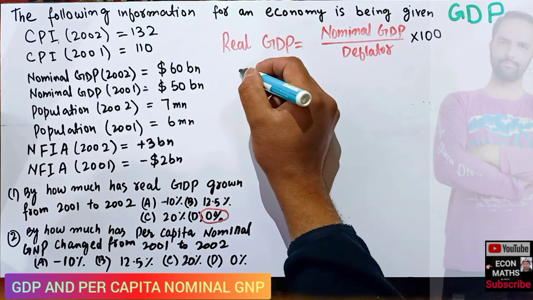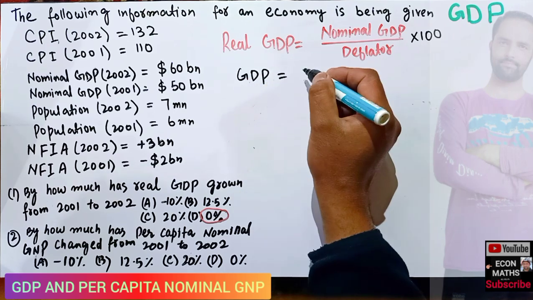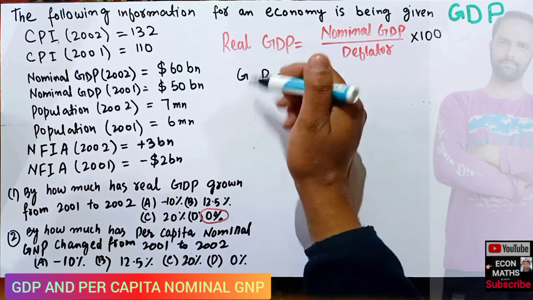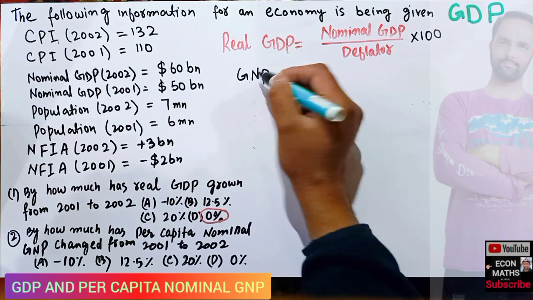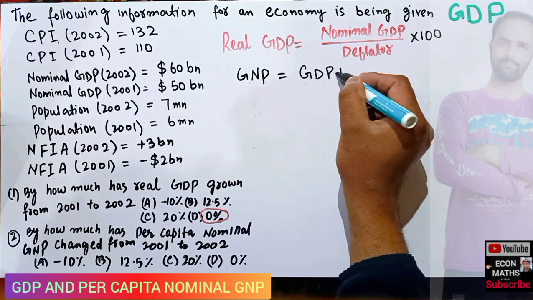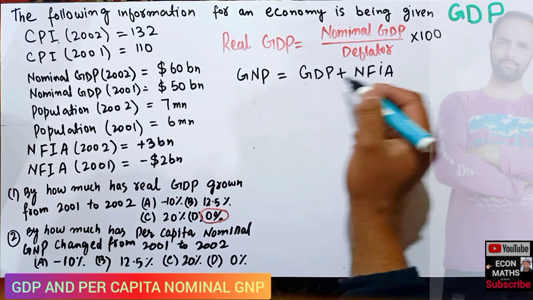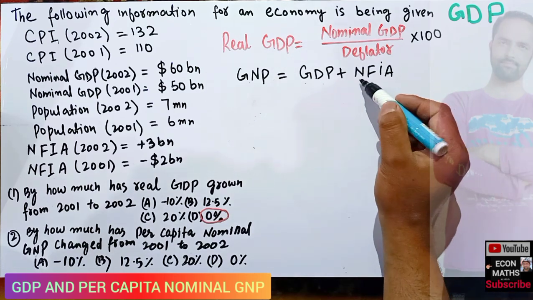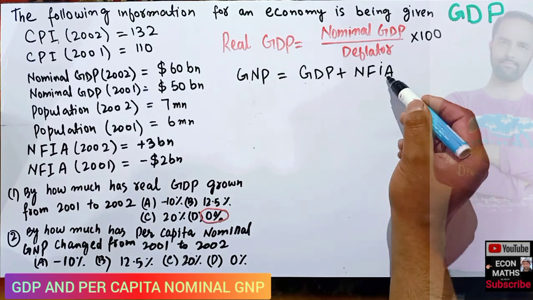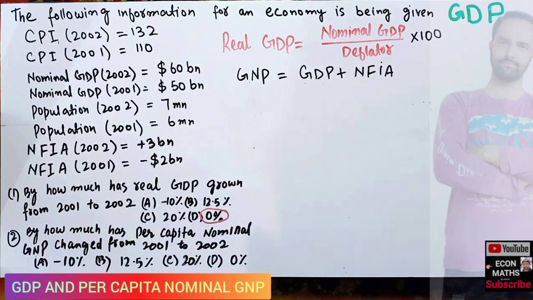Okay, so let me write it here. GNP is nothing but GDP plus net factor income from abroad. So when we include the net factor income from abroad in the GDP, we get GNP.